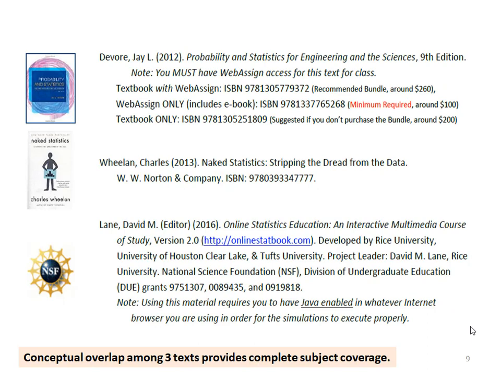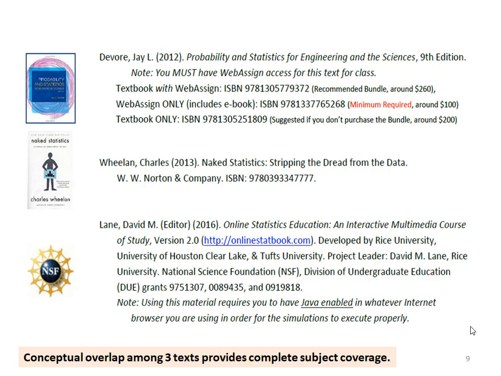In terms of overlapping text, this course uses 3 basic texts. The first is the DeVore text at the top here. That's the standard text that this class uses even for its live sections. It's the primary text for the class. We also use Charles Whelan's book, Naked Statistics. It is a much lighter read, and it gives students an opportunity to read a simpler version and explanation of some of the more complicated points in statistics.